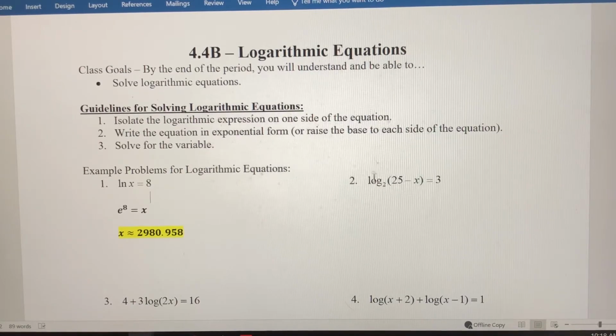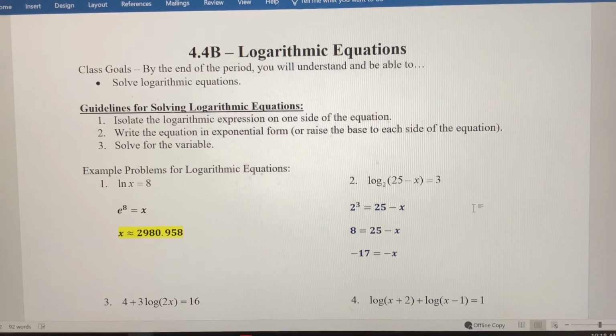All right, let's look at problem 2. Again, the logarithm is already isolated on the left side here, so let's rewrite in exponential form. So we'd write 2 to the 3rd power equals 25 minus x, okay? Now let's simplify. 2 cubed is 8. I'm going to subtract 25 from both sides. So I get negative 17 equals negative x, and then I'm going to divide both sides by negative 1. So x equals 17, okay? With both these, you can always plug your answer back in and check your work.